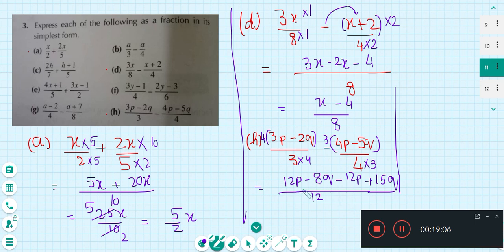So 12p minus 12p, they are cancelled out. Minus 8q plus 15q, opposite signs, so subtraction. So we have 7q over 12. So this is your final answer.